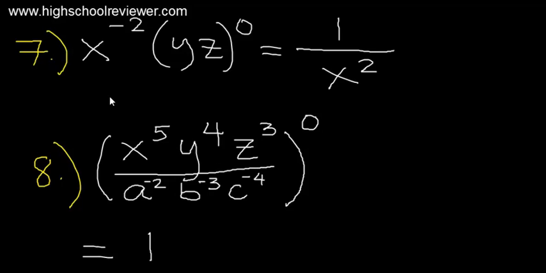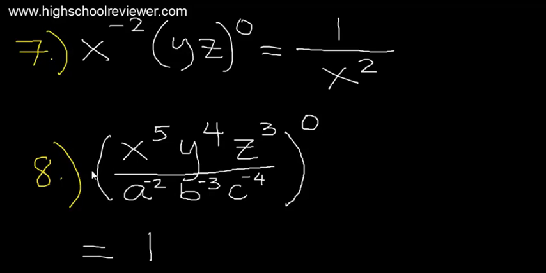Number 7, we have x raised to negative 2 multiplied by the quantity of positive y times z, and the quantity is raised to 0. Okay, so since this quantity is raised to 0, this will be equal to 1. So we have here 1 on the numerator, and since this is negative, from the numerator it will go down to the denominator, and the exponent from negative, it will become positive. So we have here 1 over x raised to positive 2.